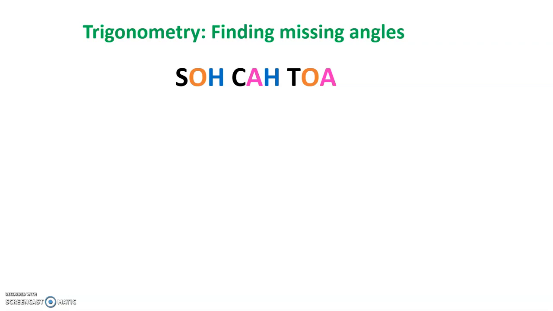Okay, so we're going to look at using trigonometry to find missing angles in right-angled triangles using SOH CAH TOA. SOH CAH TOA is a really handy tool. Write it on your page. It helps you remember the identities.